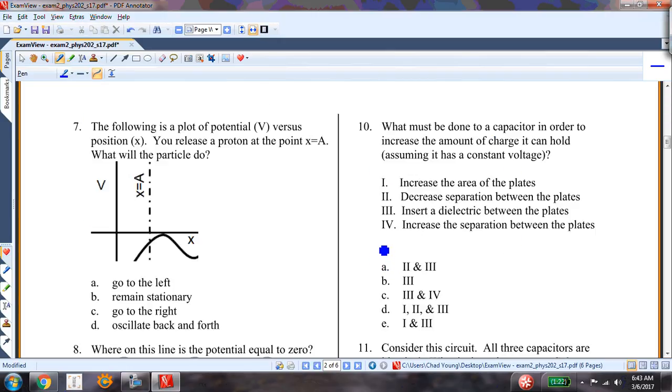You release a proton, that's a positive particle, at point A. What would the particle do? Well, positive particles move from high to low potential, so it will move to the left.